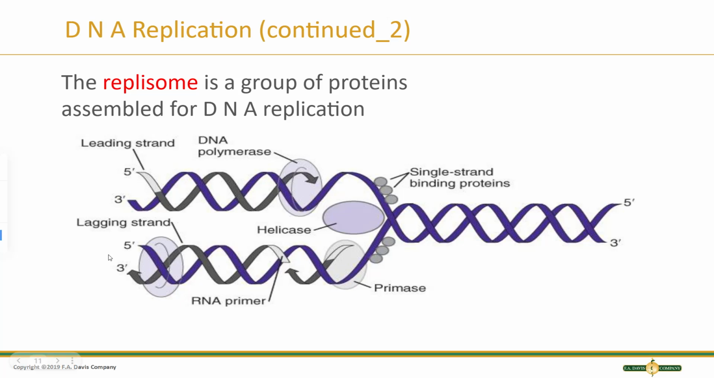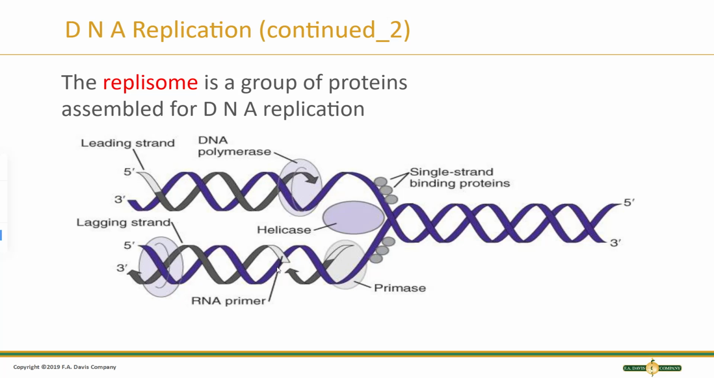Now the leading strand is synthesized in the same direction that helicase is opening up the DNA. So it can be synthesized continuously. But on the lagging strand, it waits for a segment to be opened up, and because it has to be replicated in the 5' to 3' direction, it actually has to be built backwards. So it's going to be produced backwards and in chunks. Those chunks are known as Okazaki fragments.